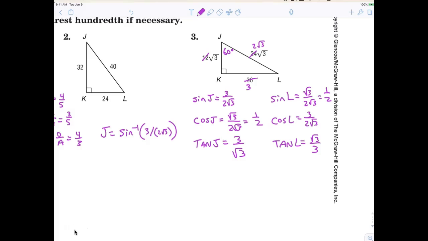And then just practice with tangents. All right, and all of them should be what? 60 degrees, which forces L to be what? 30. And then just practice inverse sine of 1/2. All right, let's see what happens.